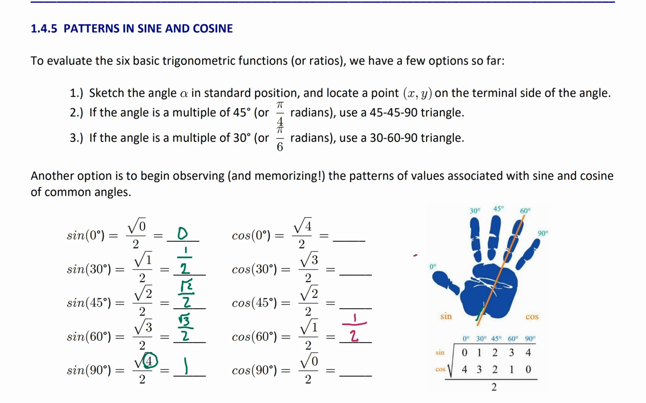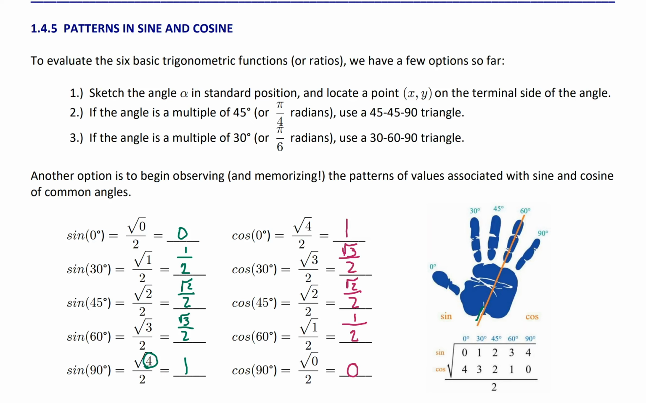Let's calculate cosine of 0 degrees. Notice there's 1, 2, 3, 4 fingers above 0 degrees, so we'll evaluate square root of 4 over 2. Square root of 4 is 2. 2 over 2 is 1. So cosine is going to yield similar values for the ratio. They're just in a little bit different order. The hand trick is a useful tool to quickly get to know these patterns.